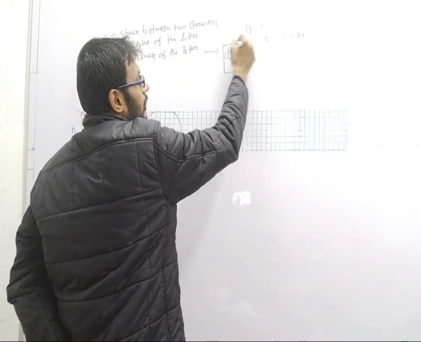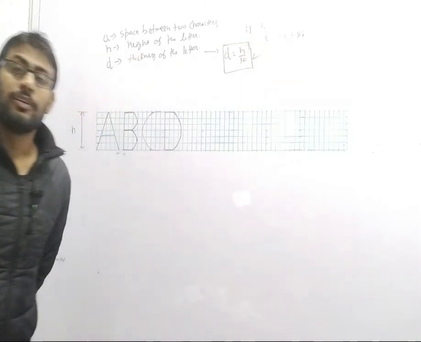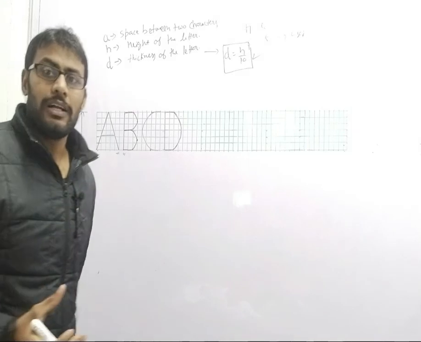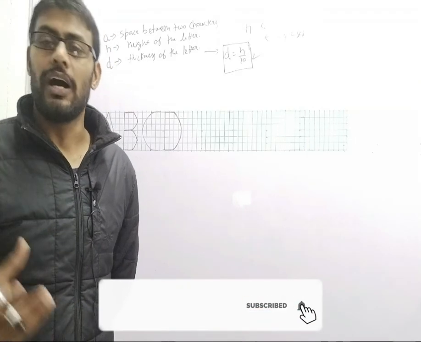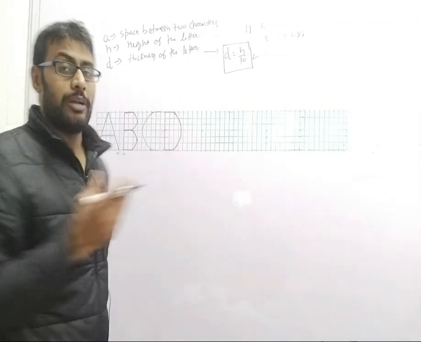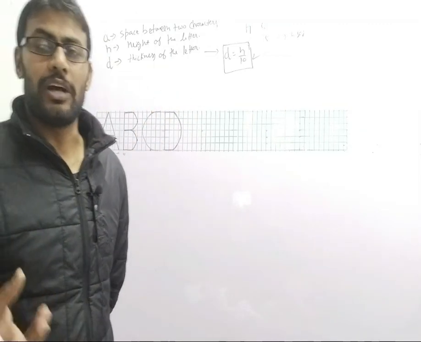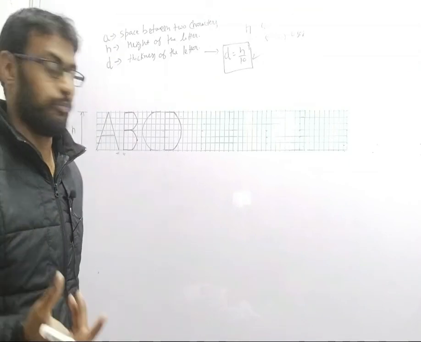In books, d is represented as d is equal to H by 10. The standard to identify the thickness of the letter is d equal to H by 10, where H is the height of the letter. If the height of the letter is 10 mm, divided by 10, the thickness of the letter should be 1 mm.